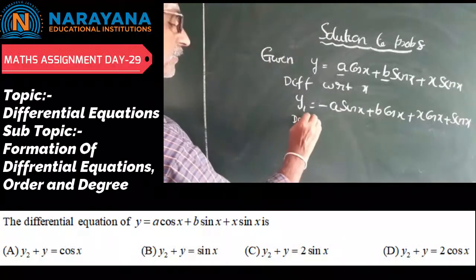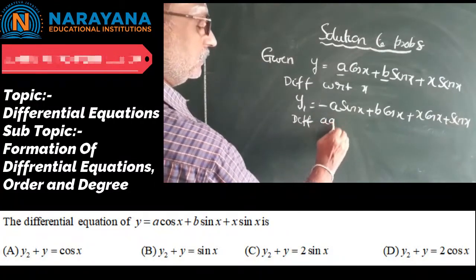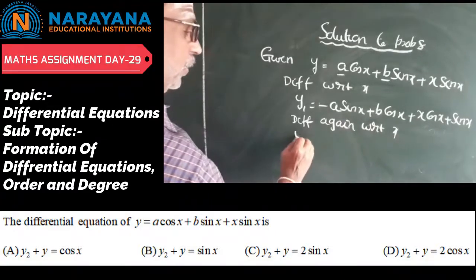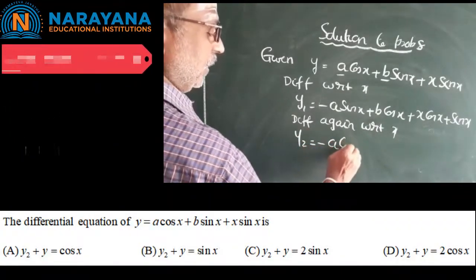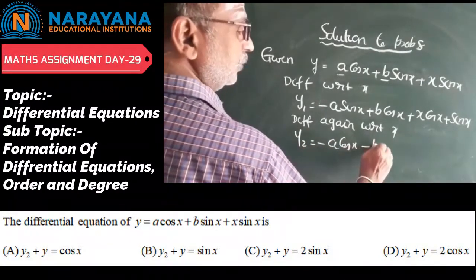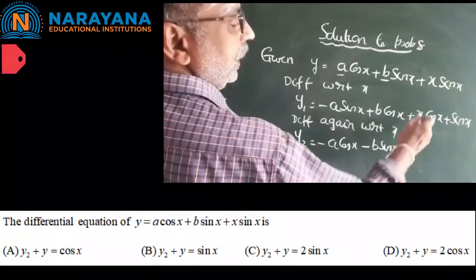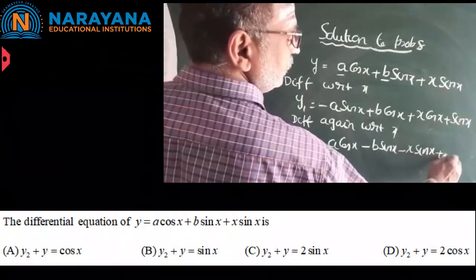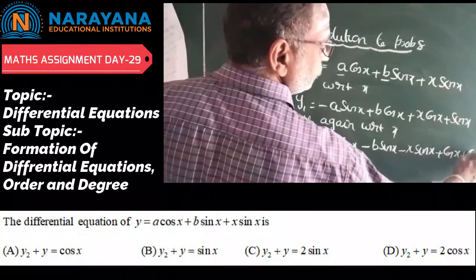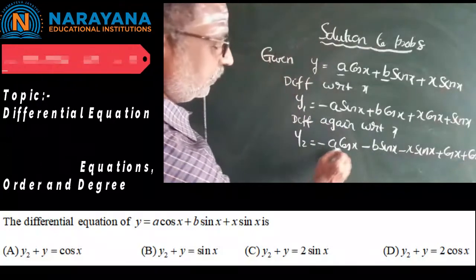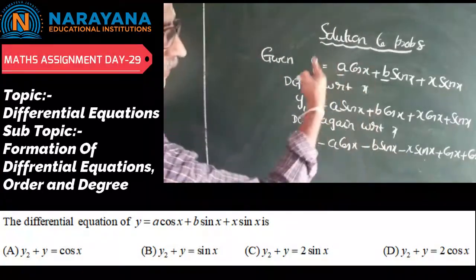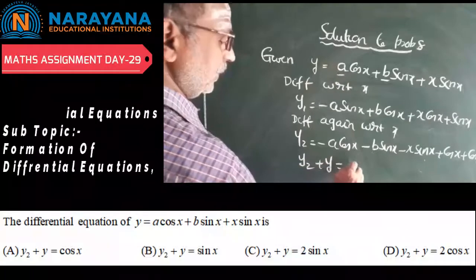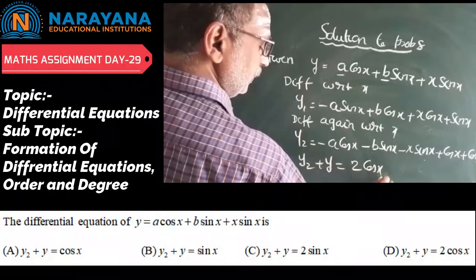Differentiating again, y2 equal to minus a cos x minus b sin x. Applying product rule again, minus x sin x plus cos x plus cos x. See, by three terms, if you take minus as common factor, you get y. So you can get y2 plus y is equal to 2 cos x, which is the solution.